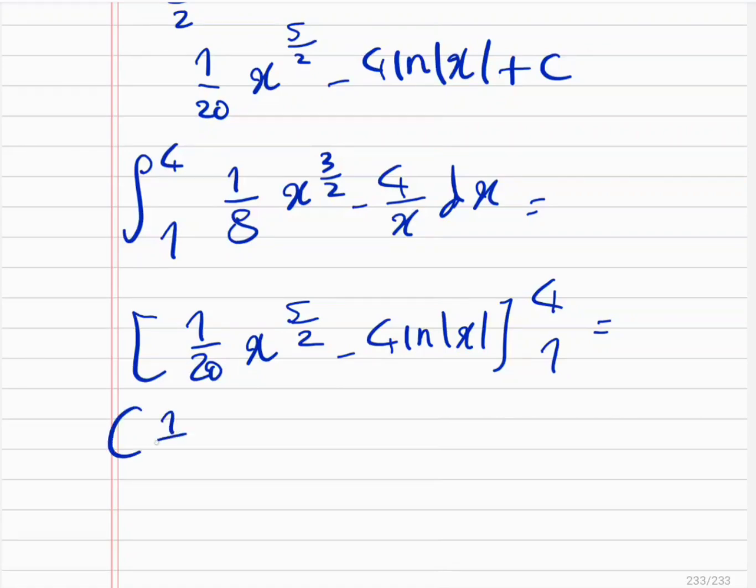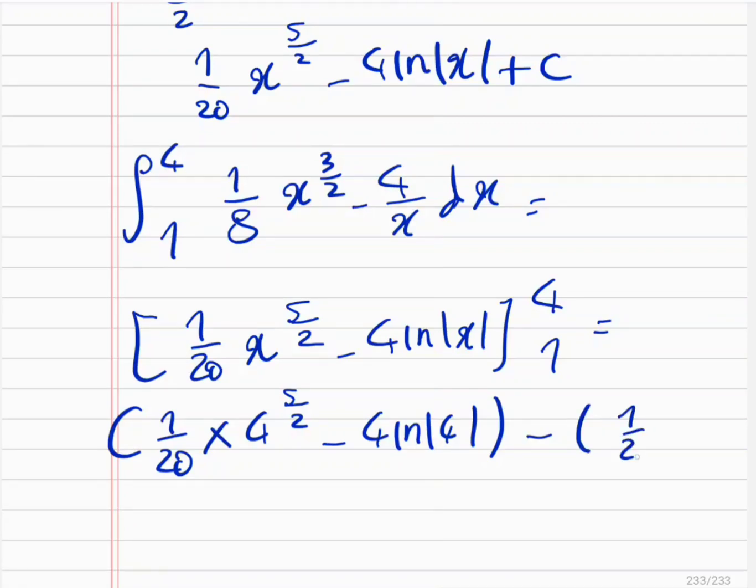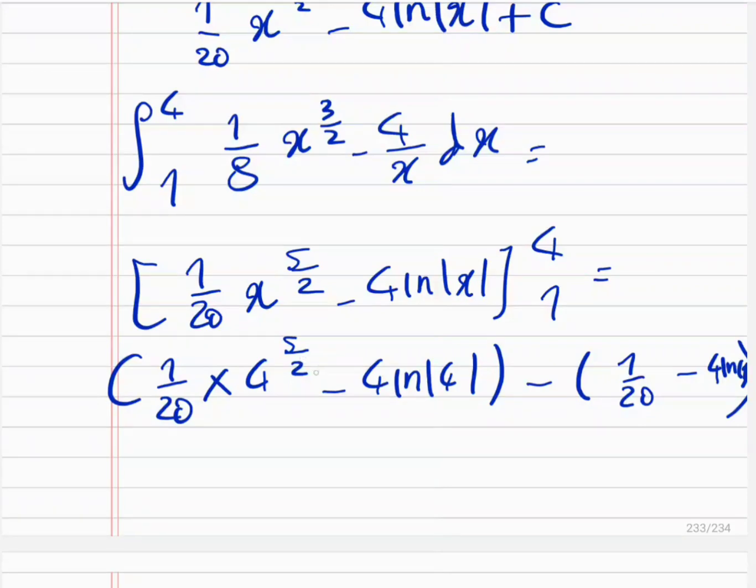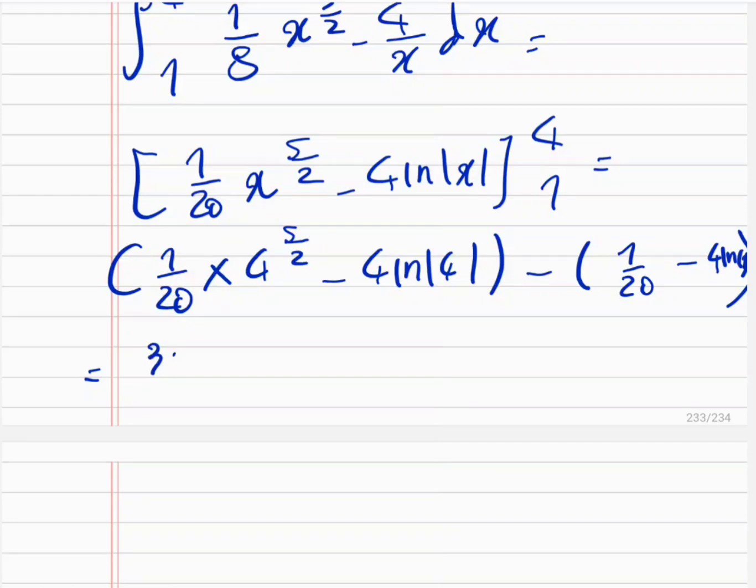Okay, so we first substitute 4, and we'll get 1 over 20 times 4 to the power of 5 over 2 minus 4 ln 4, minus then 1 substituted, which is going to give us 1 over 20 minus 4 ln 1, which is 0. But I just wrote that for now. Okay, so 4 to the power of 5 over 2 is equal to 32, and then 32 times 1 over 20 is just 32 over 20. Now for this term, which is minus 4 ln 4, we can keep that in this form for now.